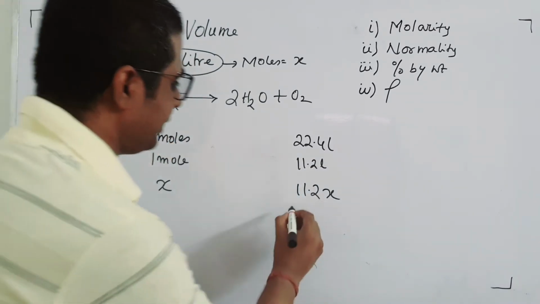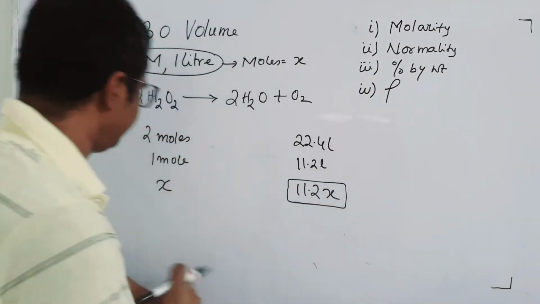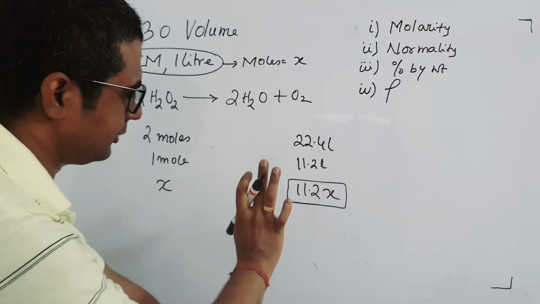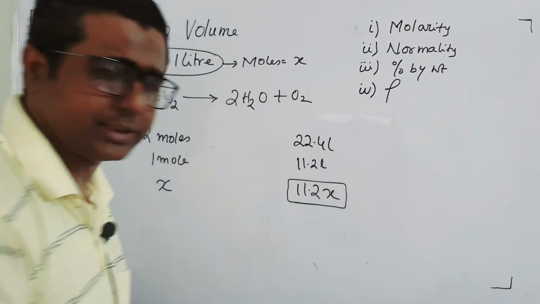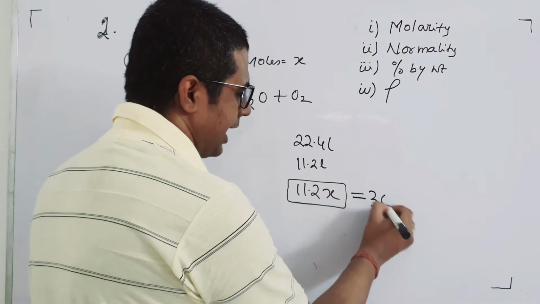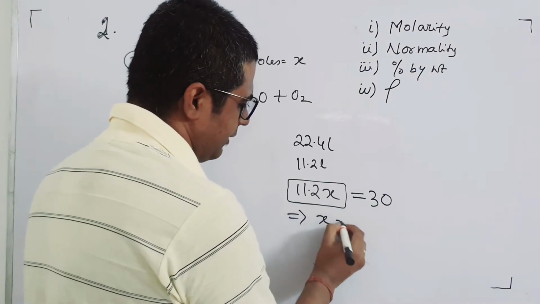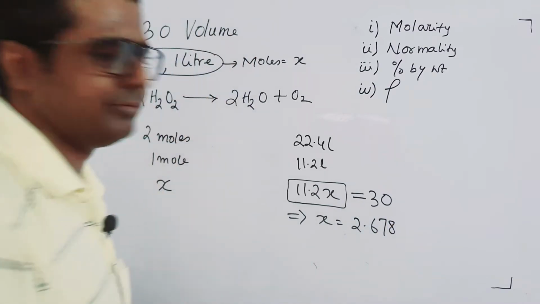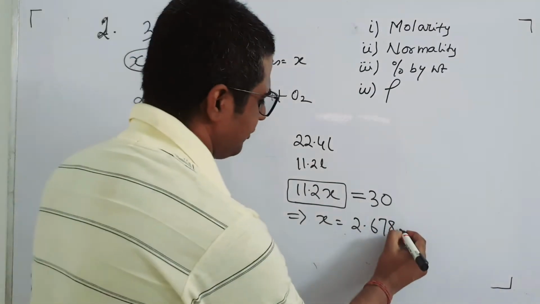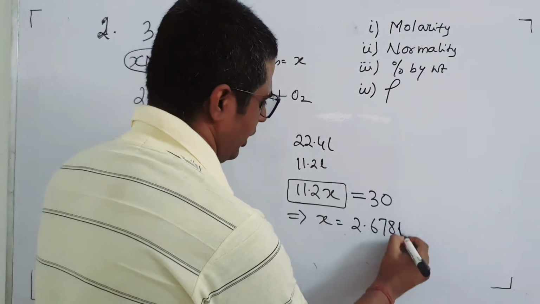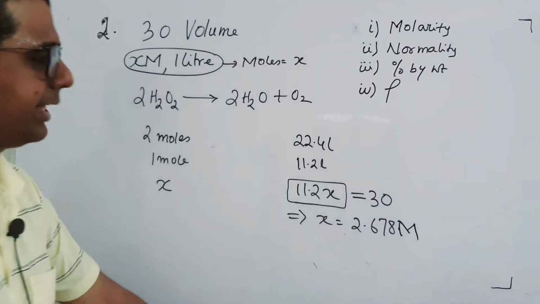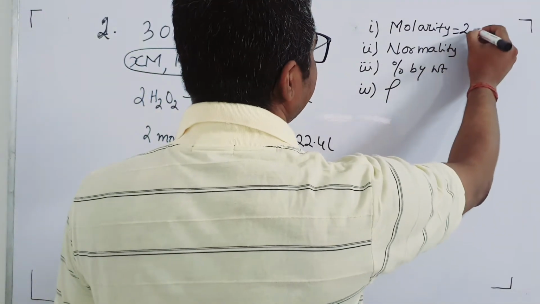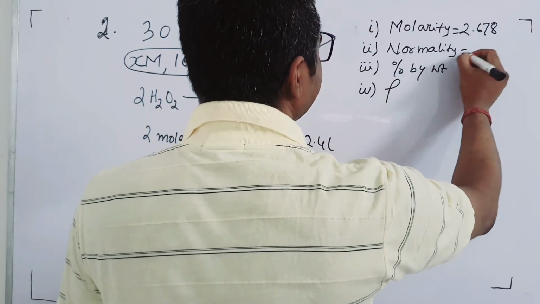So this should be the volume strength, right? x mole, because x mole was in 1 liter, so this should be the volume strength. The given volume strength is 30. So I equate it according to the question. So x will be simply 30 by 11.2, which is 2.678. This is x molar. So molarity I have found out is 2.678. This is the molarity. Next is normality.